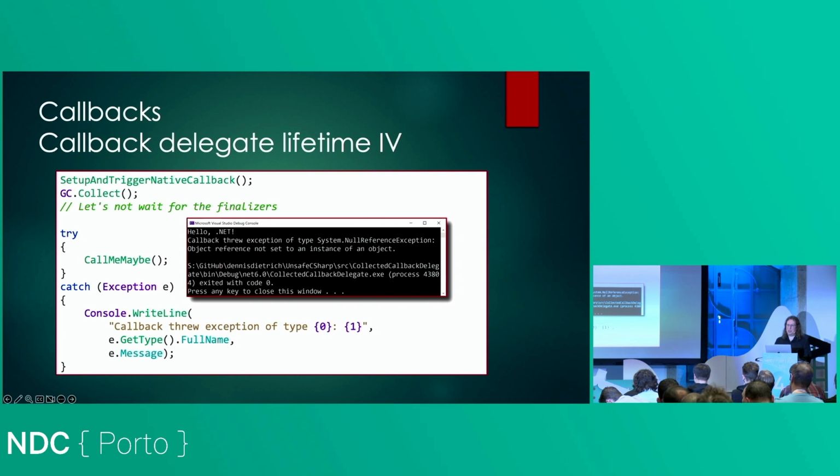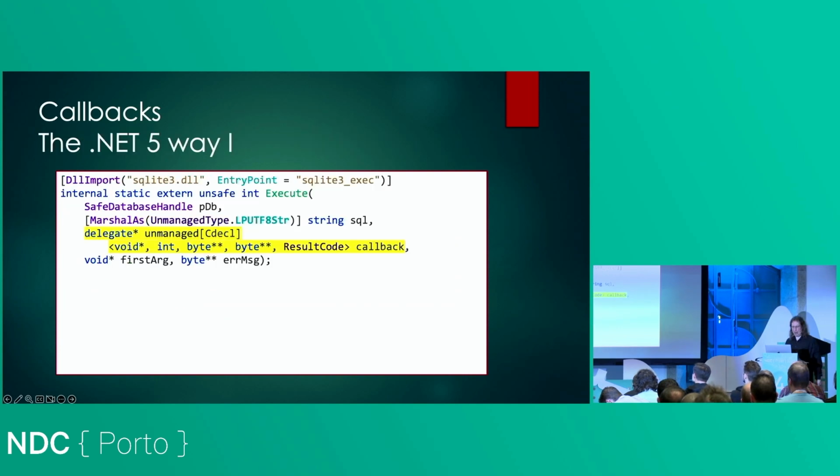Which kind of begs the question, is there a better way, a more straightforward, easier way? And if you're on .NET 5 or higher, then yes. If you are okay with your callback method being static and being only for callbacks for native code. So what I can do, I can change my third parameter to this.